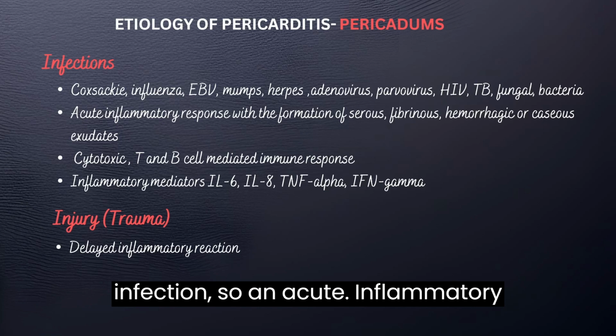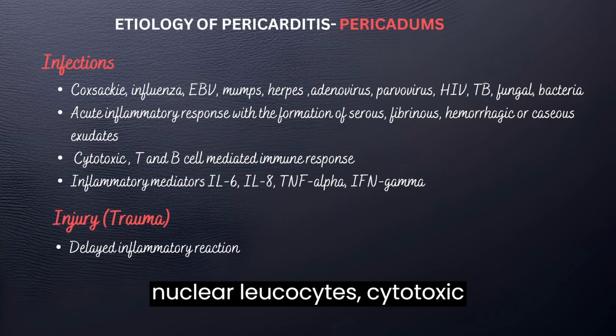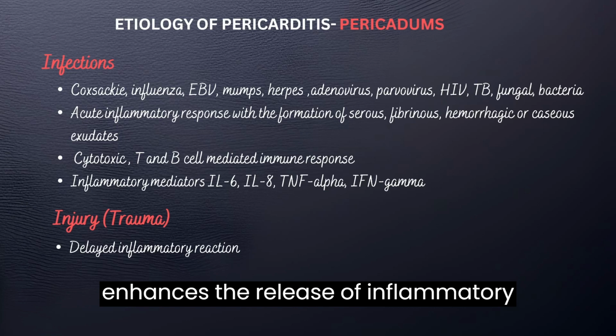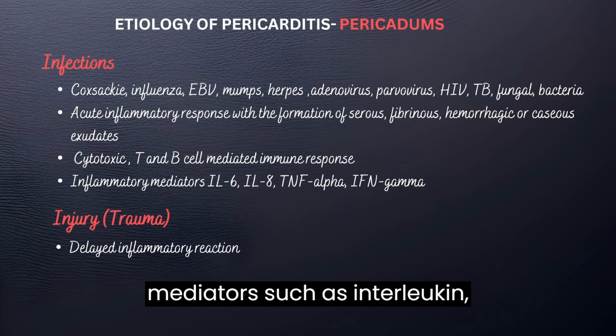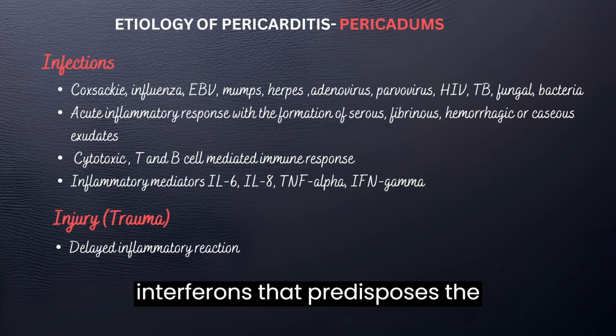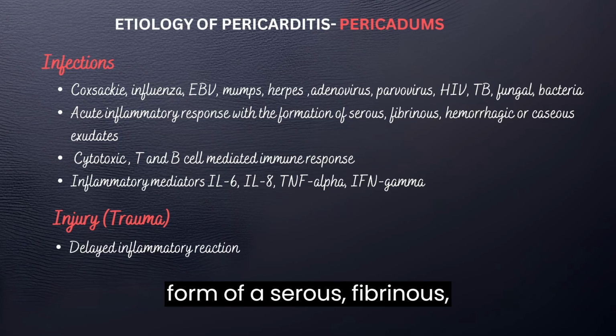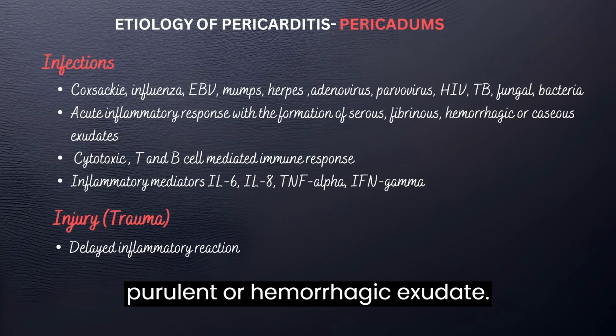So an acute inflammatory response arises. There are polymorphonuclear leukocytes and a cytotoxic T and B cell mediated response that enhances the release of inflammatory mediators such as interleukin 6, 8, TNF alpha, and gamma interferons that predispose the pericardium to exudates that may be in the form of serous, fibrinous, purulent, or hemorrhagic exudates.